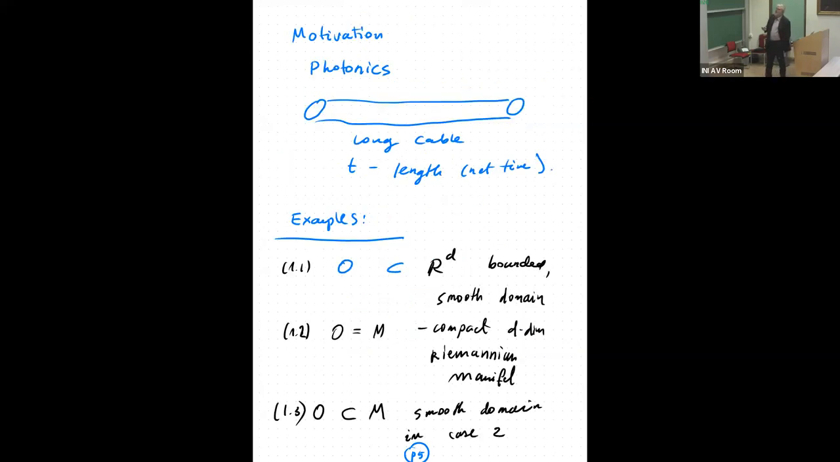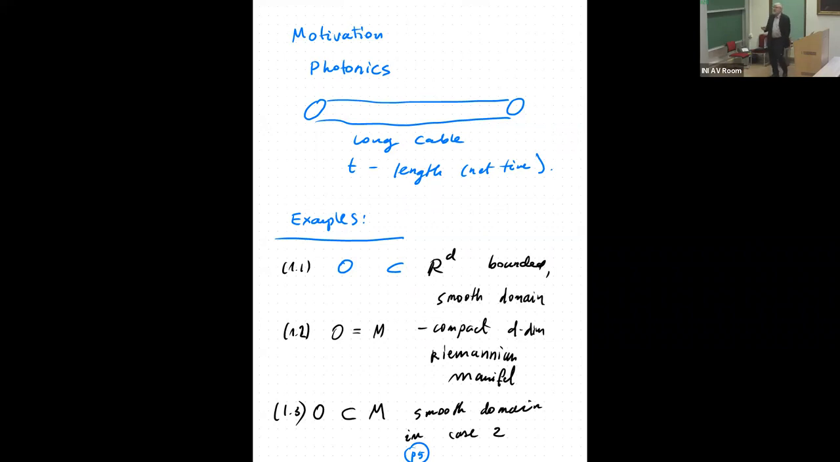So the motivation for nonlinear Schrödinger equations is apparently not only quantum physics. At least one of the motivations is something which is called photonics, and people consider a very long cable with some cross section. This cross section here is a two-dimensional disk, and the t, which we usually think of as time, is just the length of this cable. So in some applied papers, they actually use the parameter z. So this is the time, this is the domain.